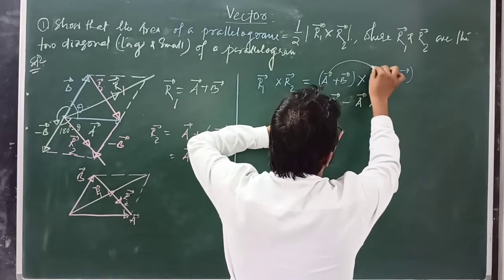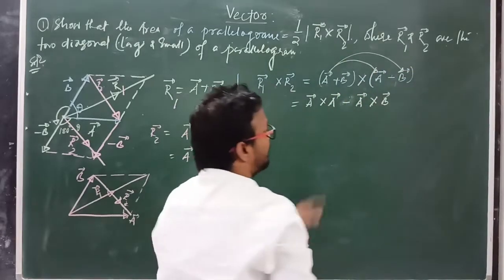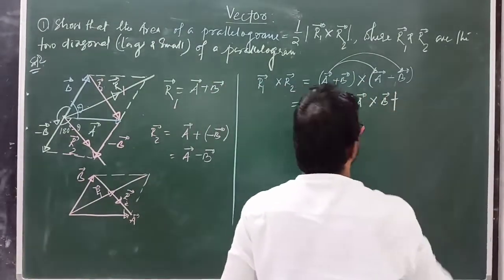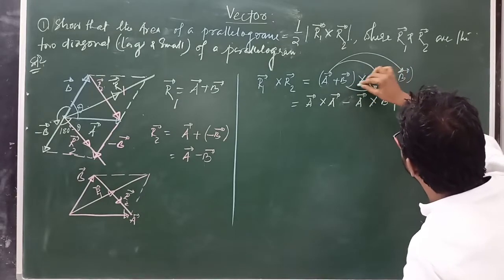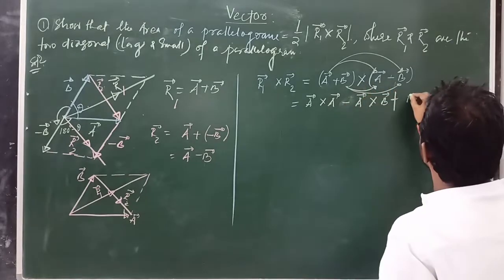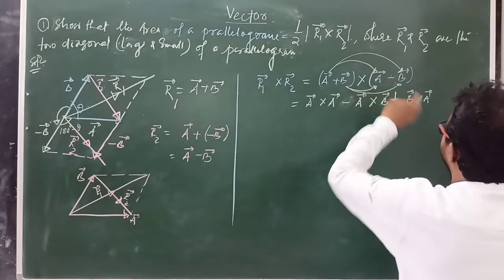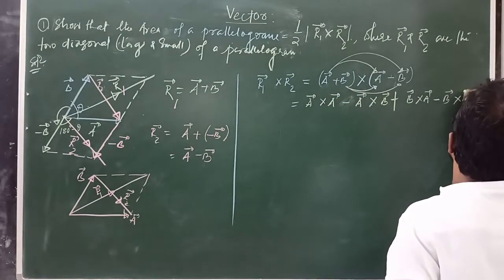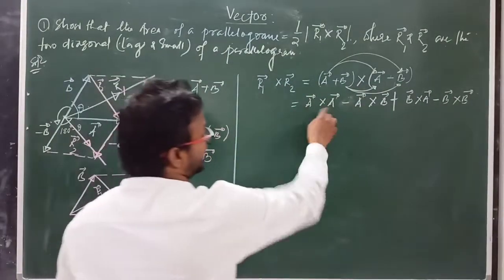So first we multiply a cross a, then a negative sign, minus of a cross b, then there is a positive sign here, so plus. Now we have to multiply b with this term and again b with this b. So b cross a vector, here negative, minus b cross b vector. Clear?